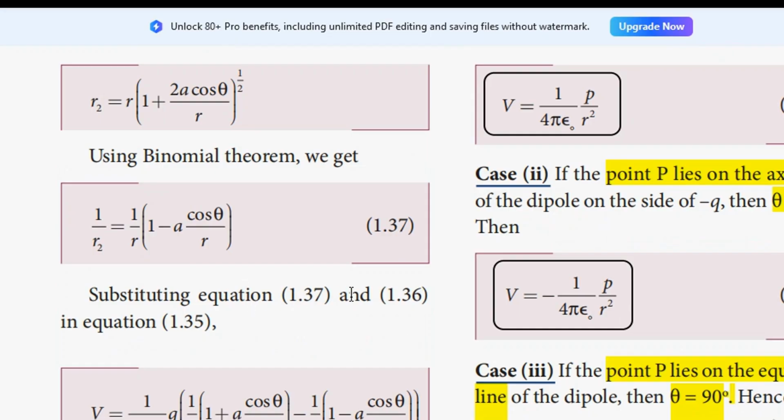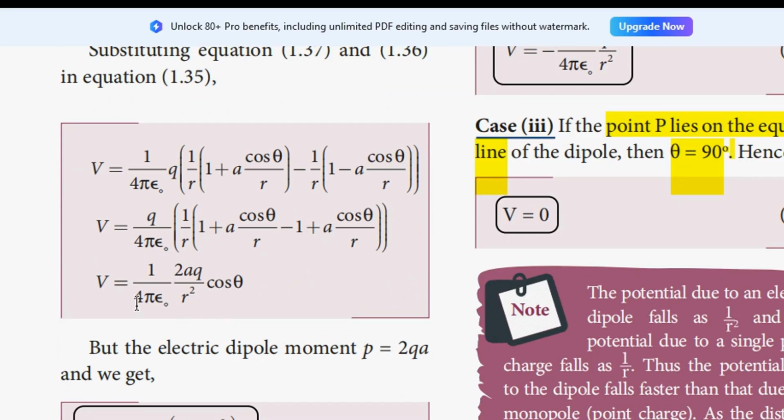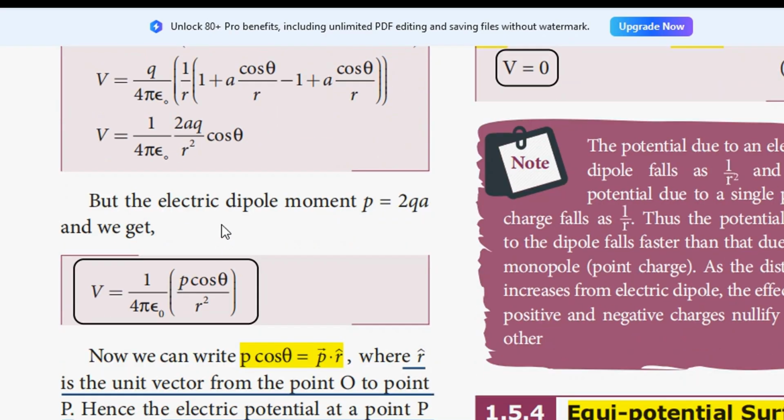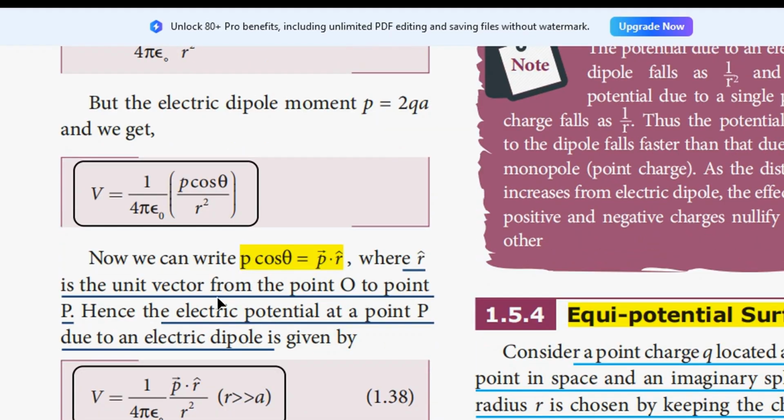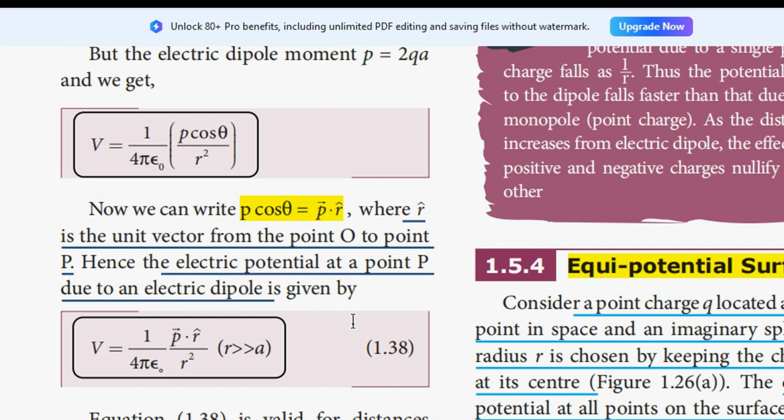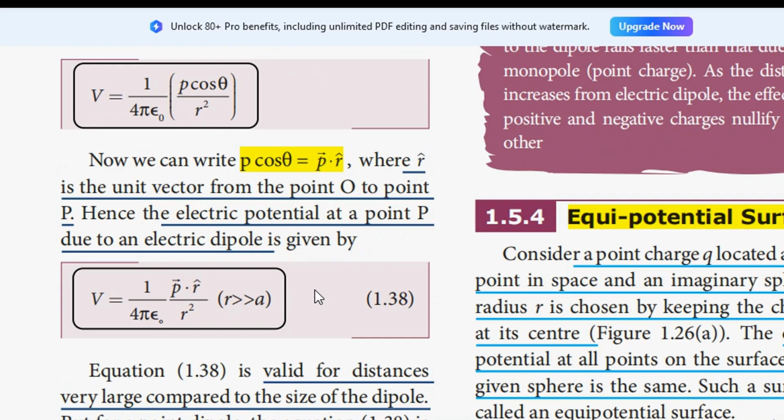So substituting the equations 1.37 and 1.36 in the equation 1.35, we have this equation V equal to 1 by 4 pi epsilon into 2AQ by R square cos theta. But the electric dipole moment P is given by 2QA, and therefore this equation can be written as V equal to 1 by 4 pi epsilon P cos theta by R square. So we can write P cos theta equal to P dot R cap, where R unit vector is from the point O to a point P. So the electric potential at a point P due to an electric dipole is given by this equation 1.38.